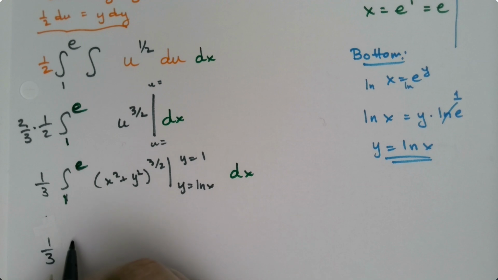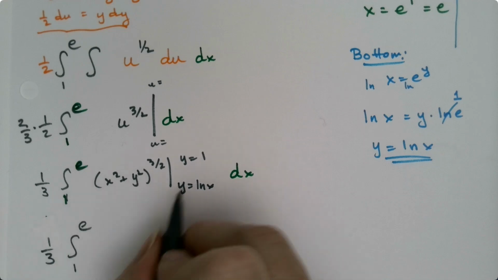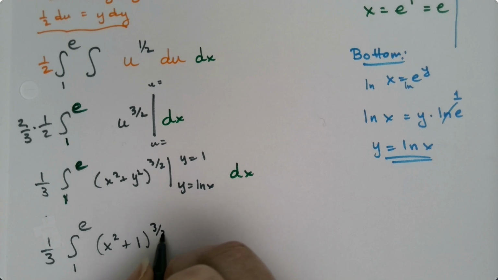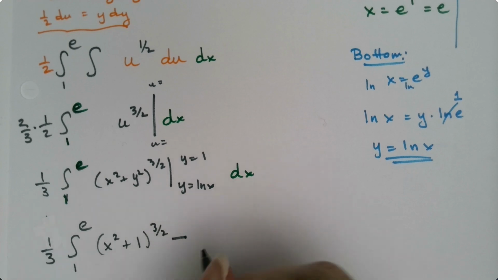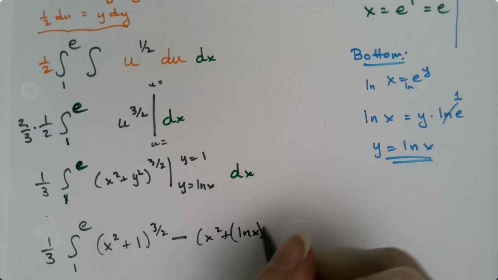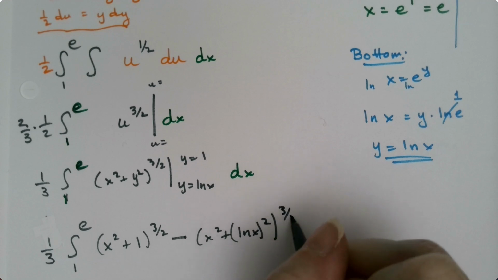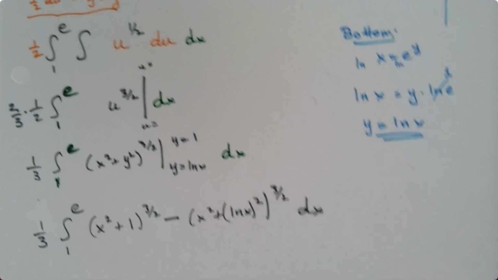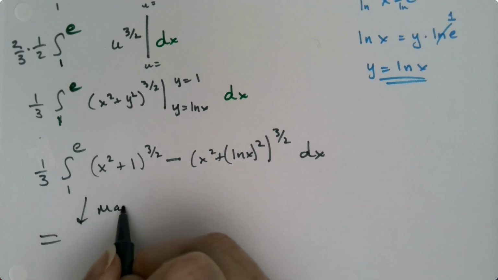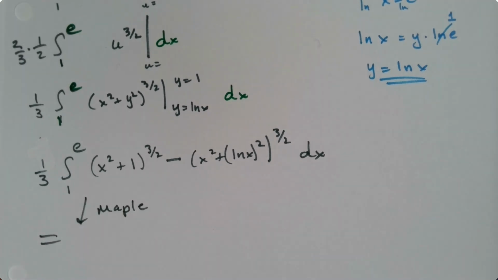And then this is going to get ugly, but of course we're not really that worried about it. The integral from 1 to e. So x squared plus 1 to the 3/2 minus x squared plus the natural log of x squared to the 3/2 dx. And of course, once it gets this ugly, we just make technology do it, right? This is what Maple is for. All right, so let me go grab Maple.